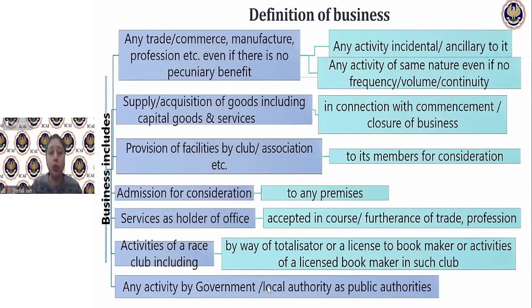In fact, for government or local authorities, the services or activities which they conduct are also in course of furtherance of business. So it makes you aware that yes, a government or a local authority is also liable to GST for whatever activities they are conducting. Those activities may be conducted in public interest, but GST is still leviable on those activities. Later on, we'll see what exemptions are available to a government department. Some exemptions are available to them, but their activities are still leviable to GST.